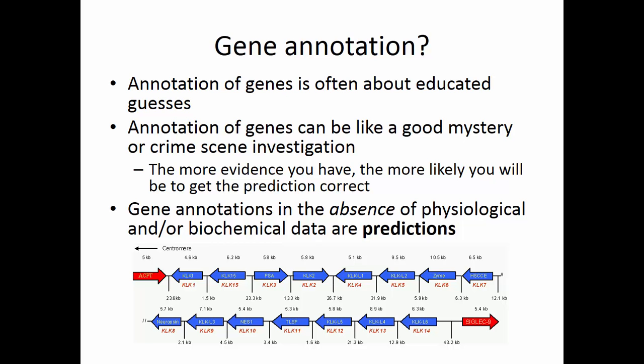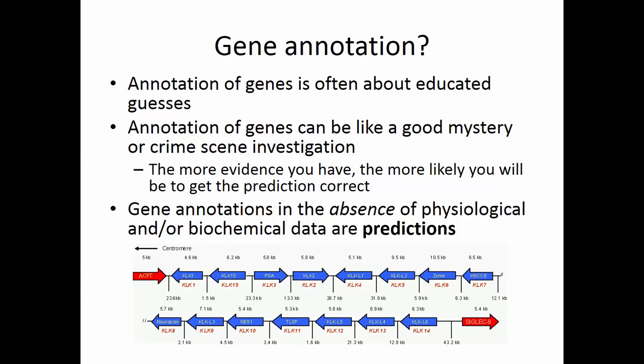So I mentioned gene annotation. What does that even mean? Annotation of genes is not an exact science. Anyone can annotate genes. It's often just about educated guesses. Oftentimes, you dump these things into a computer program, just like I recently published a genome sequence. I dumped a bunch of genome data into NCBI. They annotated it for me.